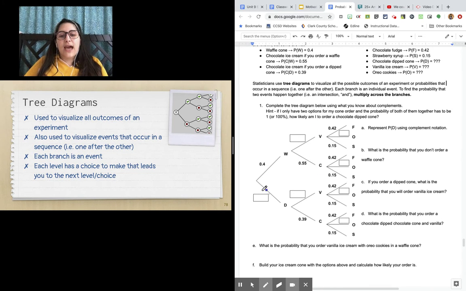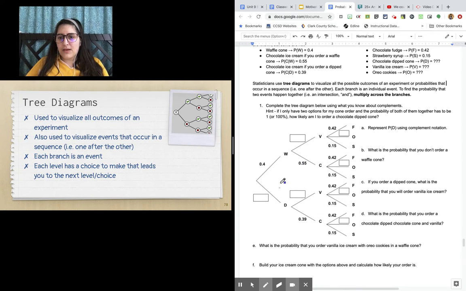Because if you look at the other cone, the probability that I get chocolate ice cream if I order a dipped cone is different. Because it's a conditional probability, the choice that I made first is affecting the choices that I made later. And that doesn't always happen in tree diagrams. Sometimes the first choice that you make doesn't affect the next choice that you make, but in this scenario we're going to assume that it does.